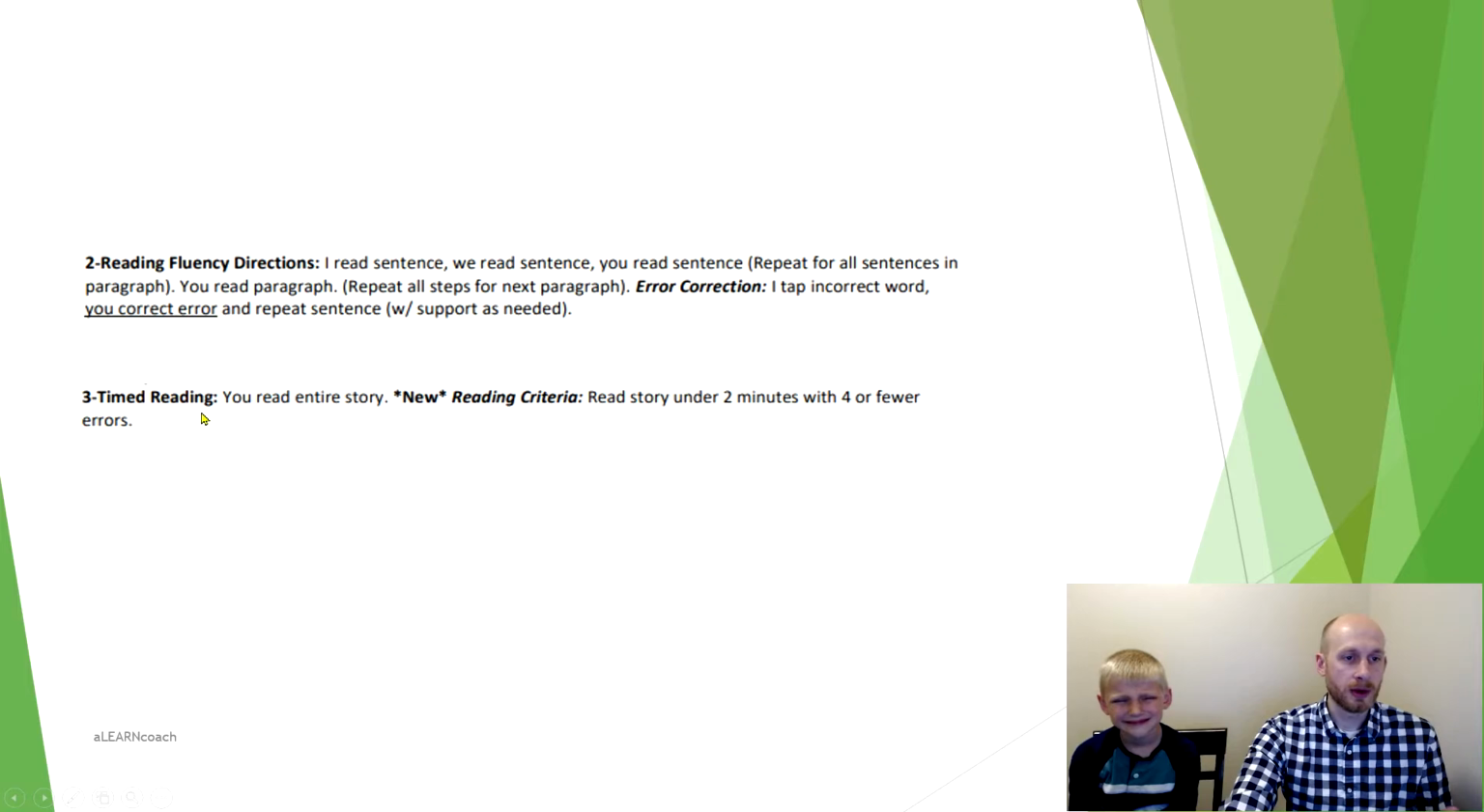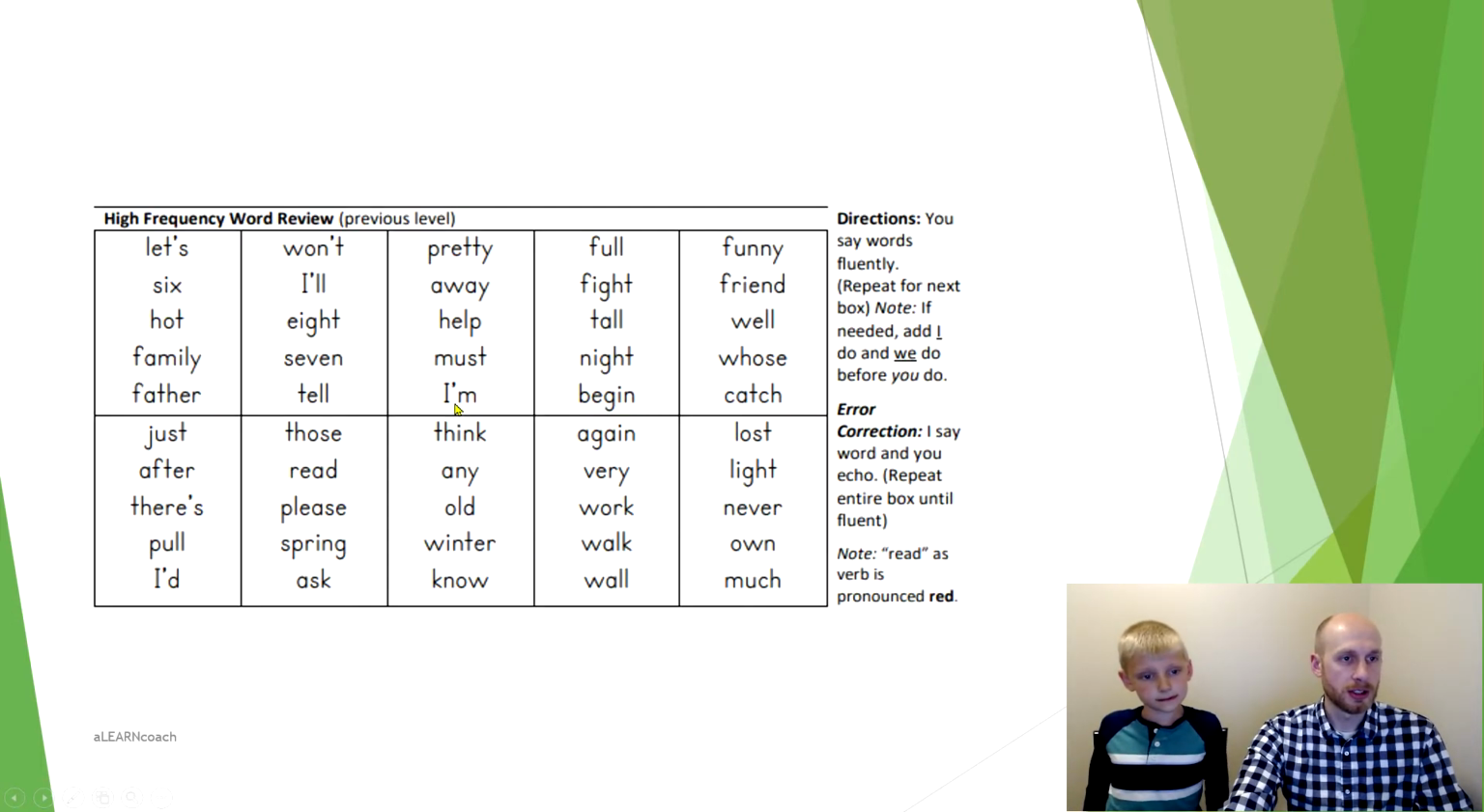The time criteria does change. I think it might be set 4 for level D, and we're going to have the student read the story under 2 minutes with 4 or fewer errors. Just look for the new indicator for that criteria change.